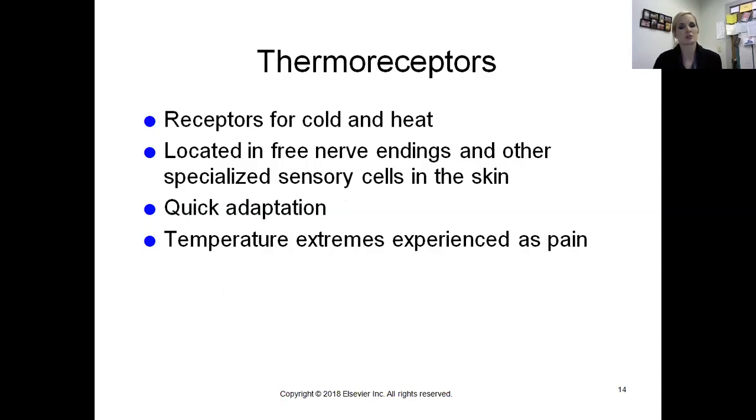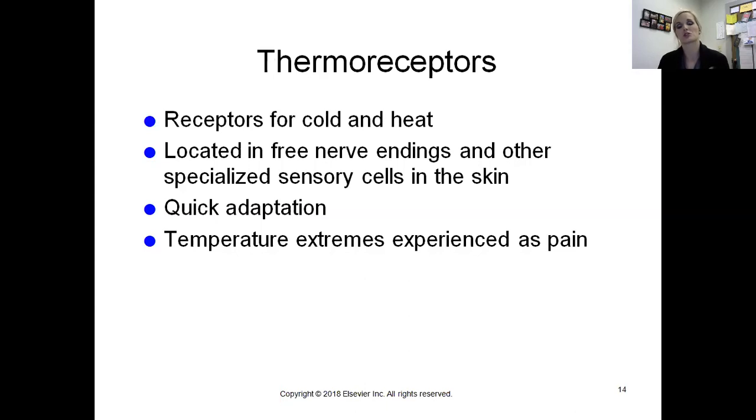Thermoreceptors, these are receptors for cold and for heat, located in free nerve endings and other specialized sensory cells within the skin. They do have a quick adaptation. We respond pretty quickly, based on what we tell our body to do. With heat, I was telling you the example that we tell our body to sweat, and sweat will then help us to remove heat. So it's a pretty quick adaptation.